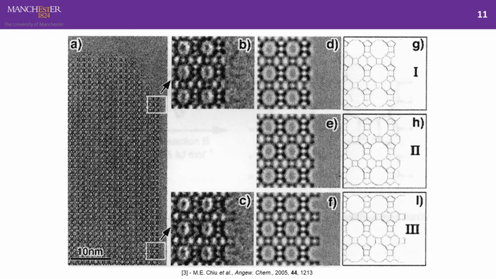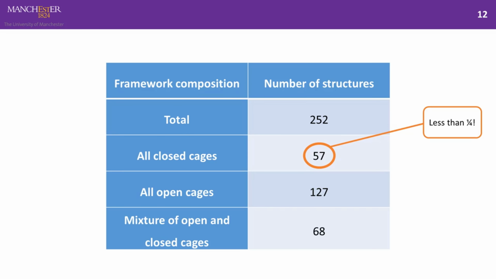The same thing was also observed with transmission electron microscopy. You could see the terminations at the surface were also primarily Q3. There's an issue where less than 1/4 of all known zeolite frameworks can be built using closed cages only. So we need to come up with a better scheme which encompasses closed cages and also what we call open cages.